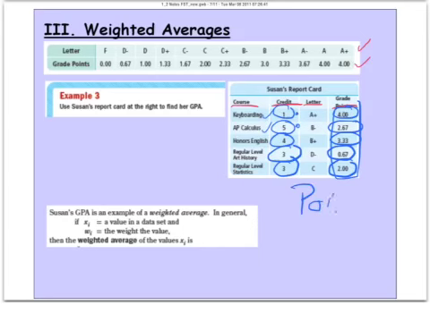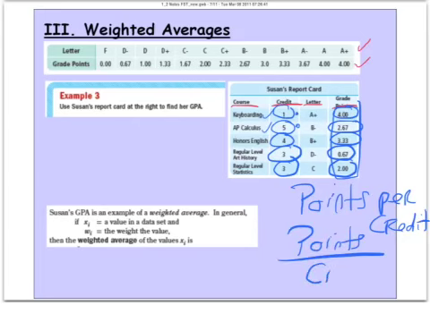So we want to know her points per credit. Folks, in math, per just means divide. So this is the points divided by the credits. That's how you find a weighted average. So the credits, if you count these up, 1, 5, 4, 3, and 3, that's going to give us a total of 16 credits. Okay, she has 16 credits, so that's what's going to go down here.